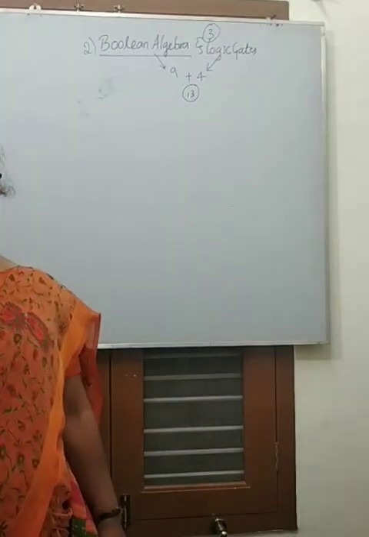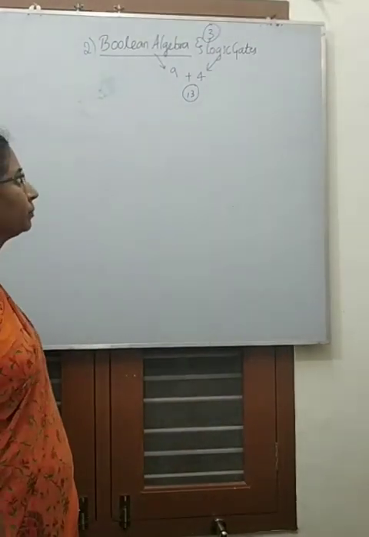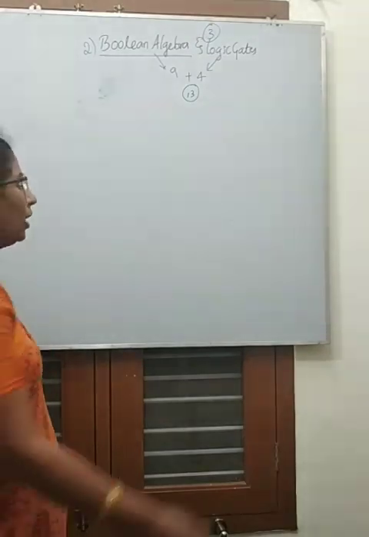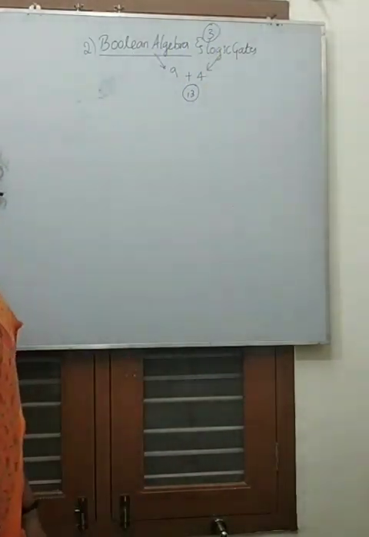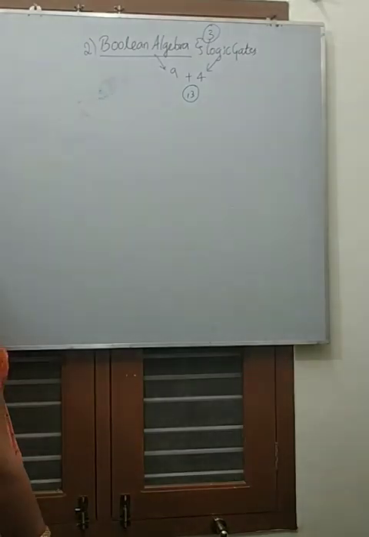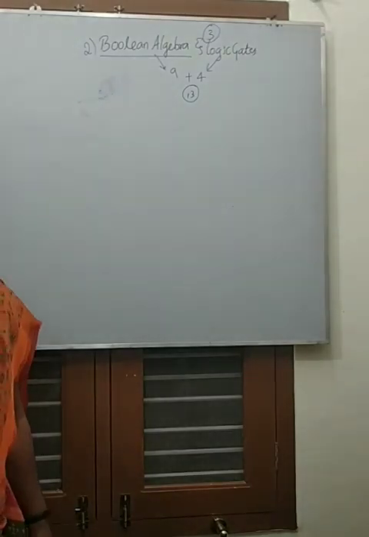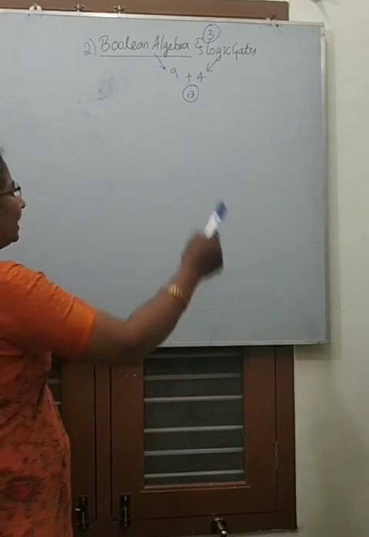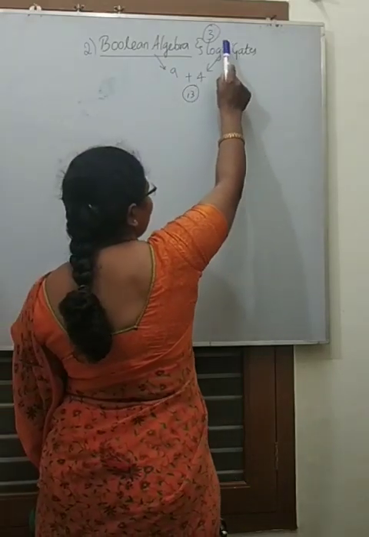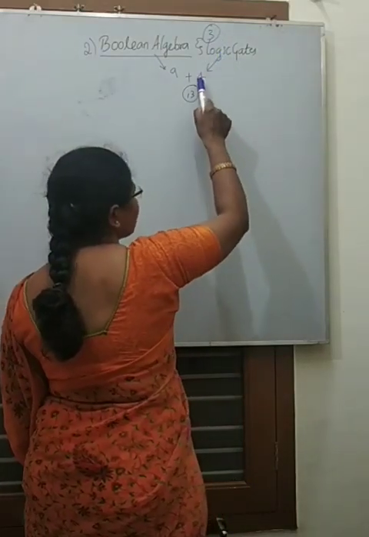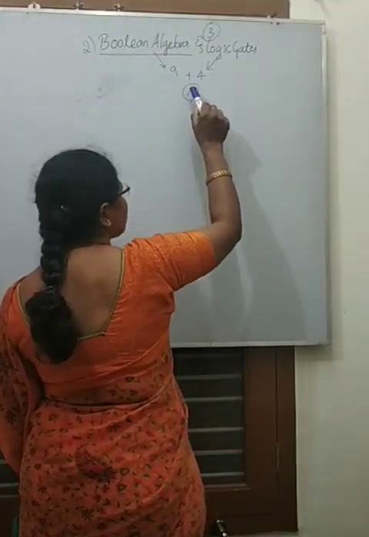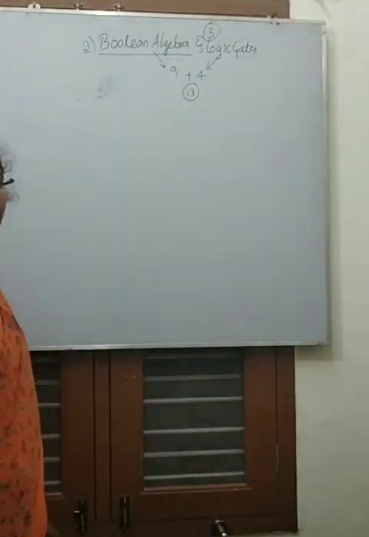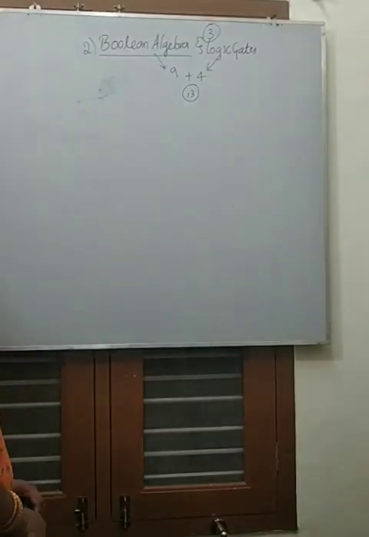We'll start our syllabus from the second chapter and third chapter, and we are discussing them together. The second chapter, as I mentioned in the previous video, carries 9 marks, and chapter number 3, logic gates, carries 4 marks. Together they give the most weightage, 13 marks.